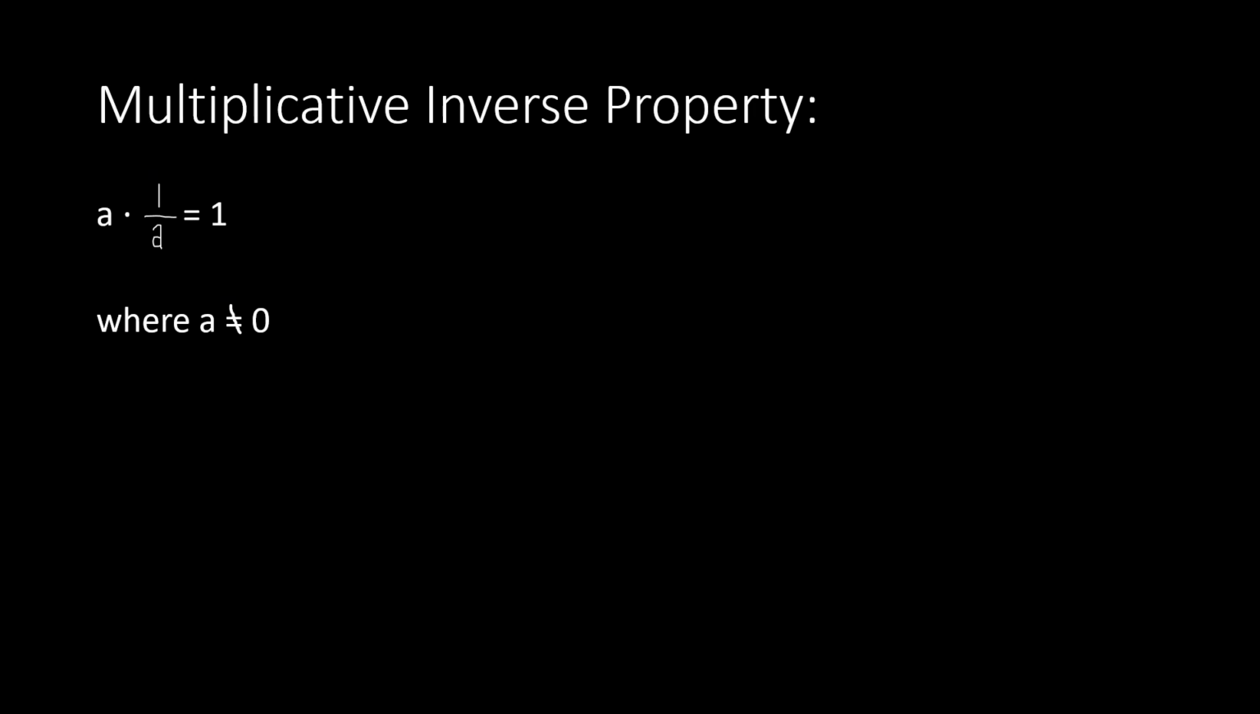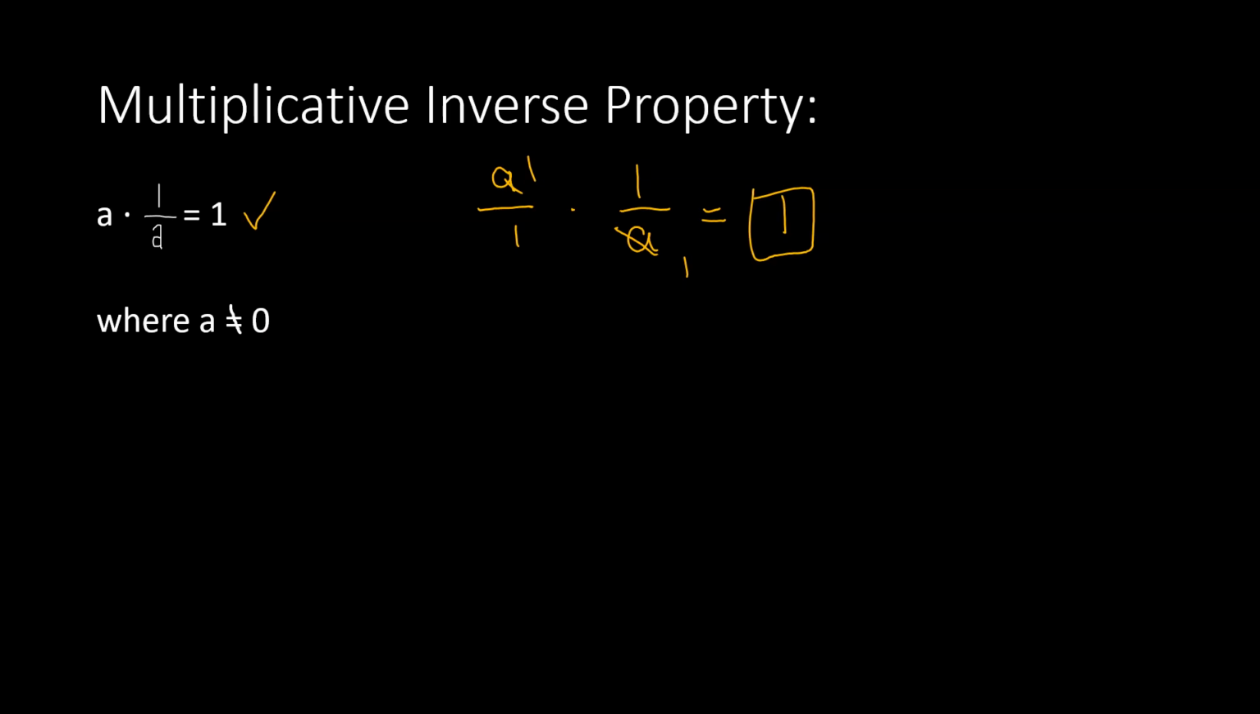The second property that is very useful to know is the multiplicative inverse property, which is basically if you have a times 1 over a, it will be equal to 1. You can create a cross multiplication problem to see this property in use. We'll have a over 1, since a over 1 is just a, times 1 over a, and you can cross the a's out and you get 1 times 1, which is 1. As you can see, this worked out.